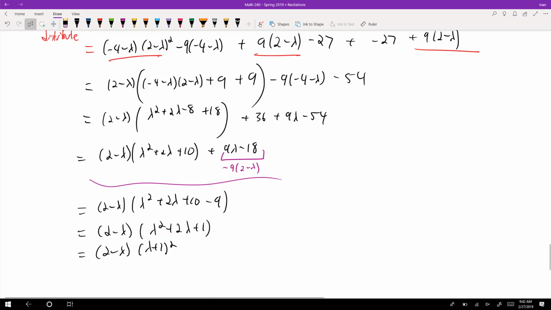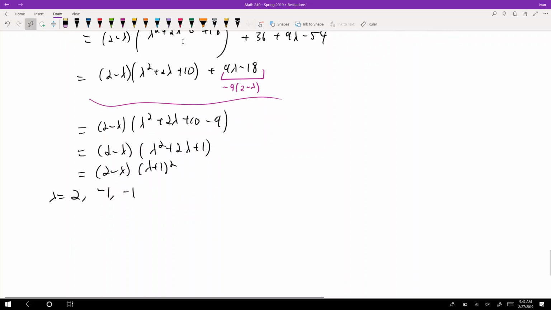Okay, so just a lot of algebra. It's nothing you can do. All right, so now what? Now, okay, so lambda is equal to 2, negative 1, and negative 1, right? So negative 1 appears twice, and the way I write it usually is 2 and then negative 1, and I say mult 2. And when I mean mult here, I mean the algebraic multiplicity.